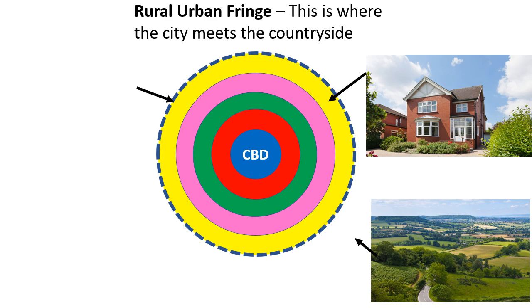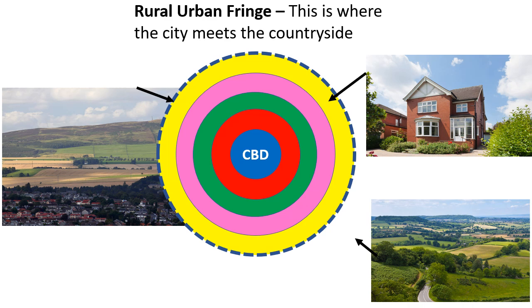Now the countryside, that's the rural area, and you can see there's going to be a place in every city where the city stops and the countryside begins. And that's called the rural-urban fringe. So a fringe is just where two things meet. So the edge of the city is called the rural-urban fringe.